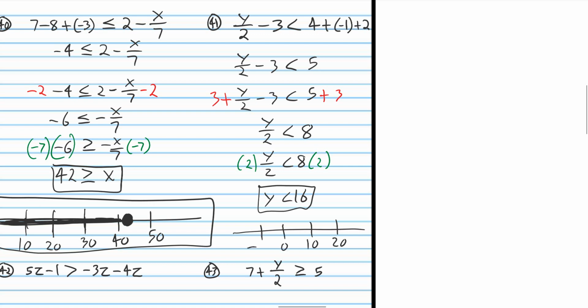So I'm just going to use intervals of 10. 16 would be roughly here. And we need an open dot, and it's less than, so we're going to shade in to the left. Remember, y is the shaded part. Y is less than 16, so the shaded part has to be less than 16. So if you got those answers, good job.